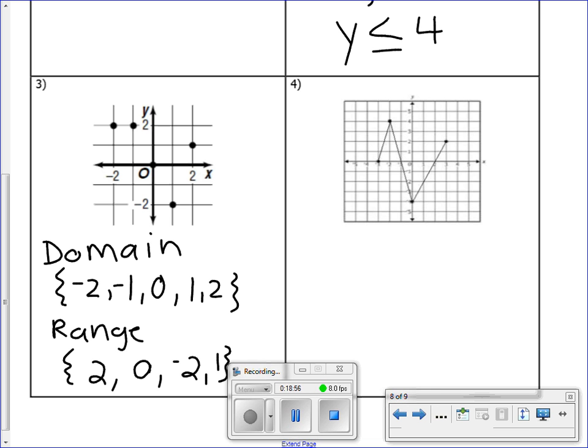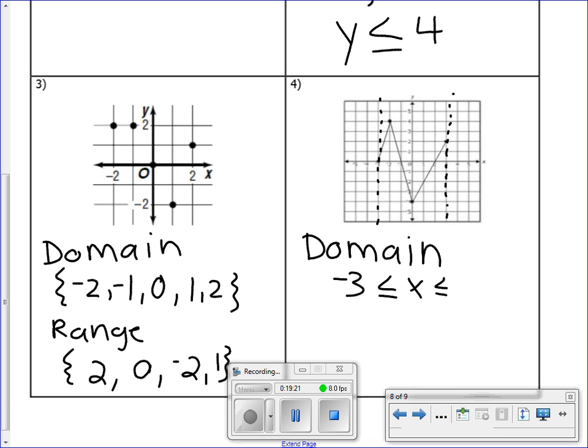Number 4, this one's a little bit different. Our domain. You ask yourself, how far left does this graph go to? This graph goes all the way to -3. And we set it up as an inequality because we want to represent everything between -3 and how far right does it go? It goes all the way to +3. So this represents this point, that point, this point, this one, everything on that line.